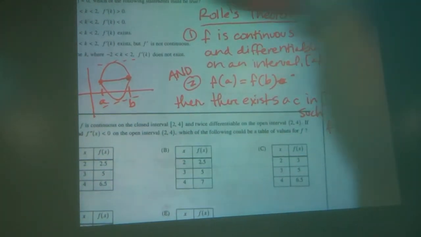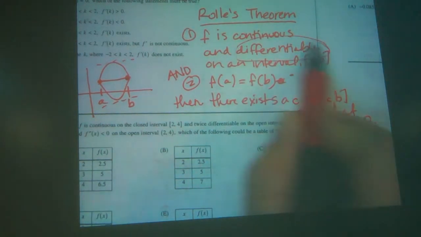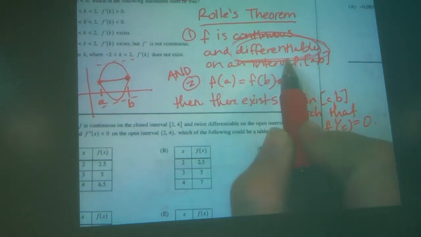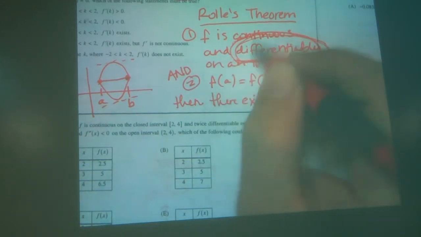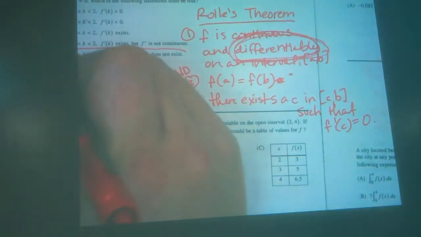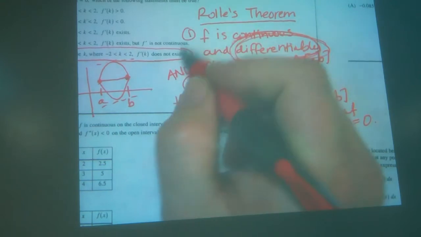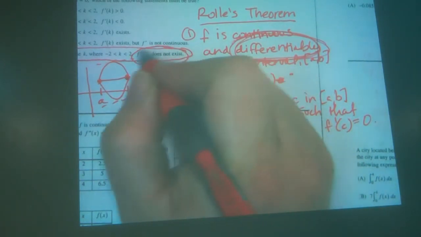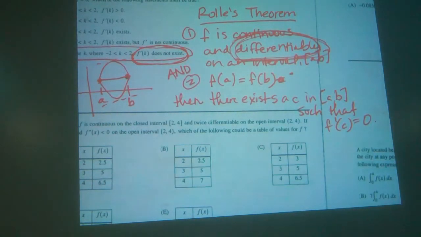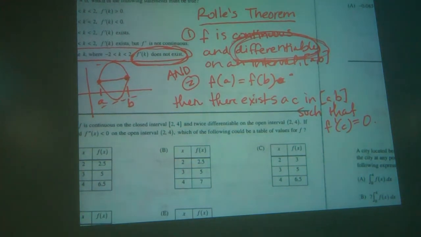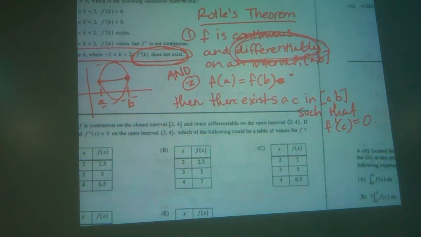But here's the thing. They said it was continuous, and they said that the endpoints had the same height, but they didn't ever say that it was differentiable. And that's a requirement. So it's E. There's got to be some place in the interval where the derivative doesn't exist, where it's not differentiable, for this to not be true.